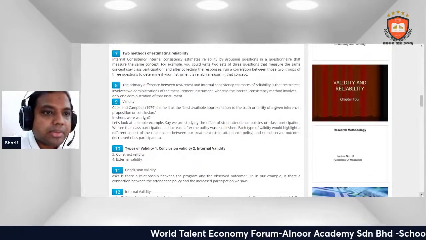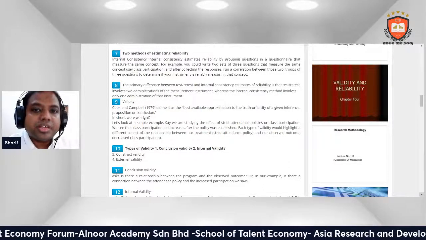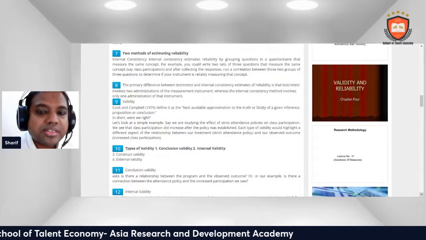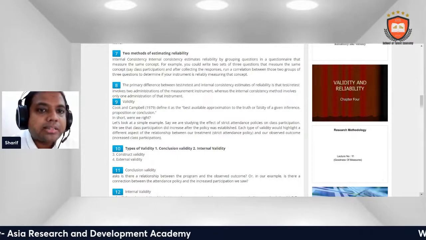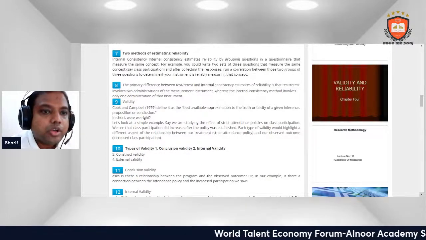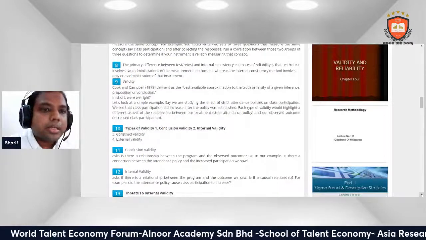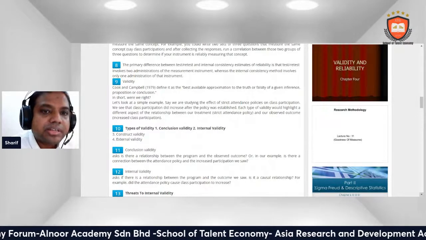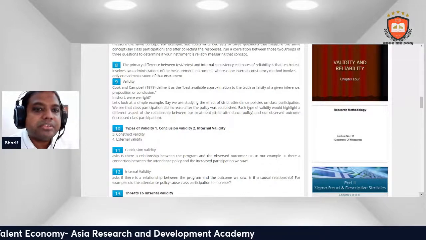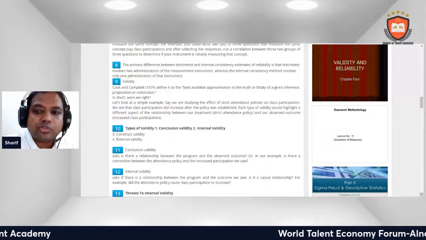Two methods of estimating reliability: internal consistency. Internal consistency estimates reliability by grouping questions in a questionnaire that measure the same concept. For example, you could write two sets of three questions that measure the same concept and, after collecting the responses, run a correlation between those two groups of three questions to determine if your instrument is reliably measuring the concept. The primary difference between test-retest and internal consistency estimates of reliability is that test-retest involves two administrations of the measurement instrument, whereas the internal consistency method involves only one administration of the instrument.